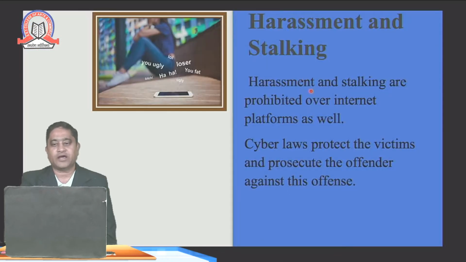Harassment and stalking are prohibited over these platforms as well. Whenever a person harasses another person by sending emails, photos or messages, and if he is an adult, he would be tried for the offence called cyber stalking, handled by the cybercrime police. Cyber law protects the victims and prosecutes the offenders for these offences committed by that person.